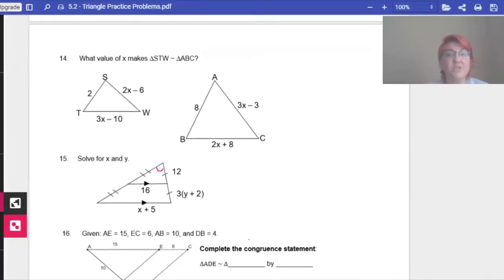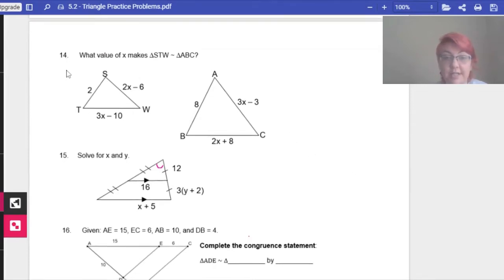Hey guys, so last time we started 5.2 triangle practice problems. We did pages 1 and 2, and today we're going to look at pages 3 and 4. So let's start off with problem number 14.